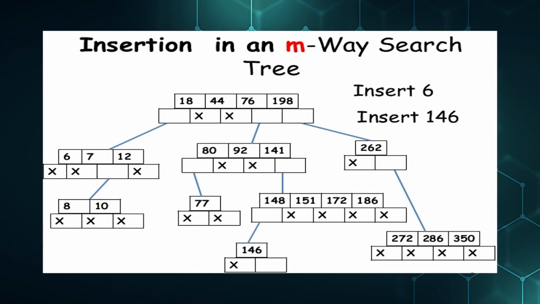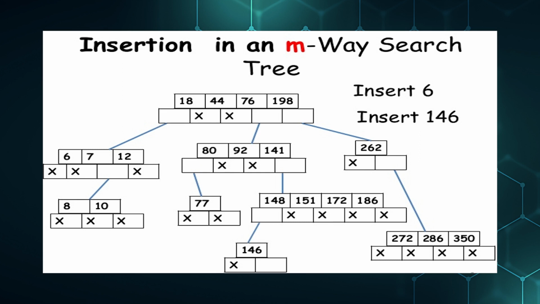Now we are inserting a new item, that is 146. Again, we fix a pointer at the first element of the root node, which is 18. My pointer will be fixed there and we cross-check, comparing with the new item. The new item 146 is compared with 18. 146 is greater than 18. Then the pointer will be shifted to the right neighbor of 18. Here the right neighbor of 18 is 44.